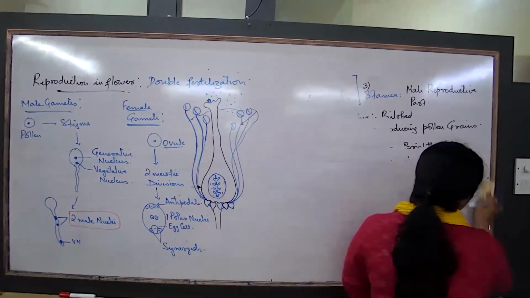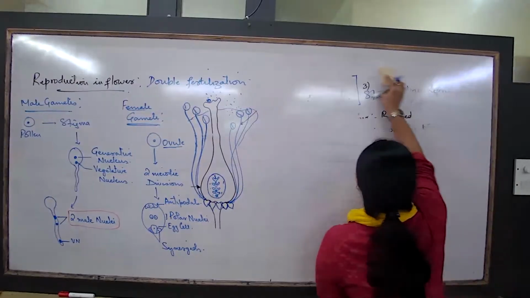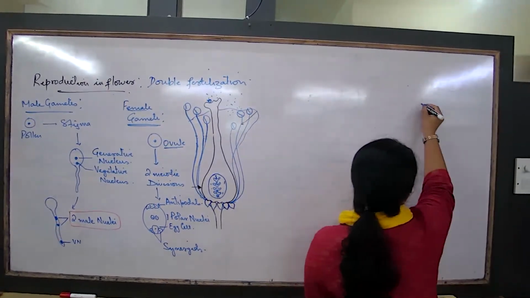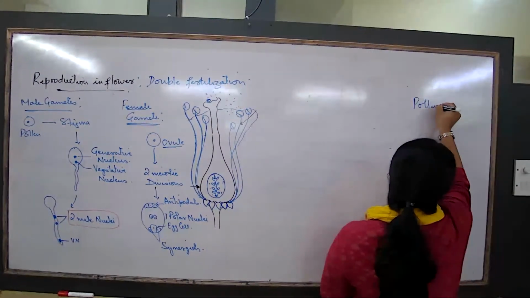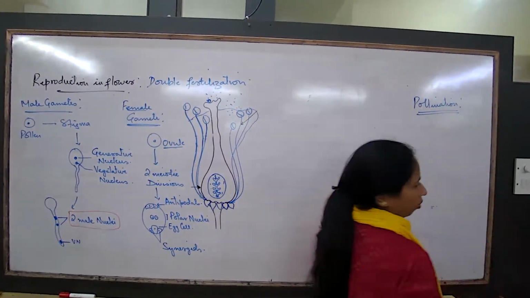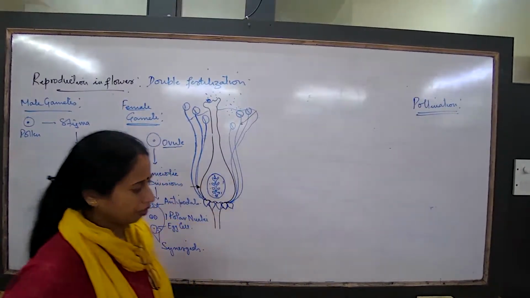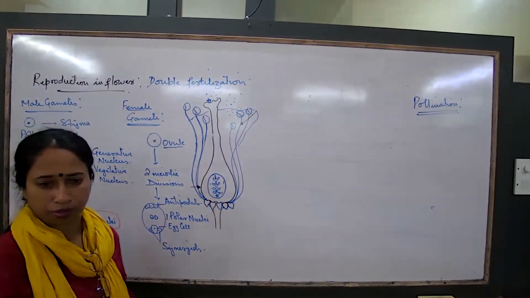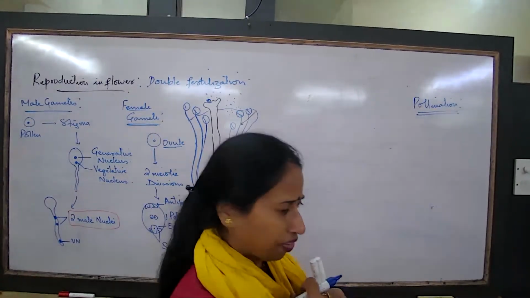But before we understand fertilization in the flower, pollination is a must. Before fertilization, pollination is a must. Do you know the definition of pollination? What is the definition of pollination?